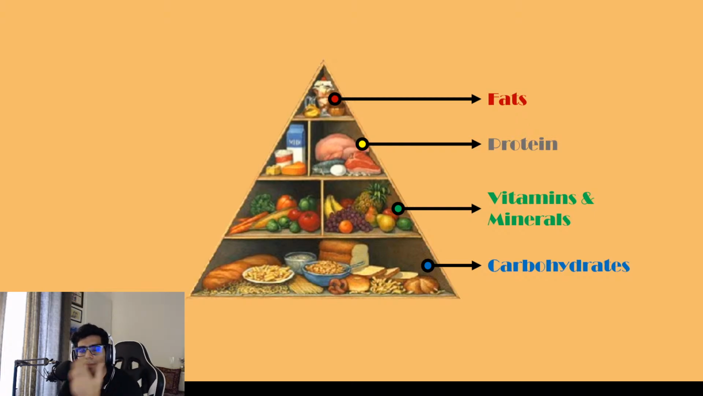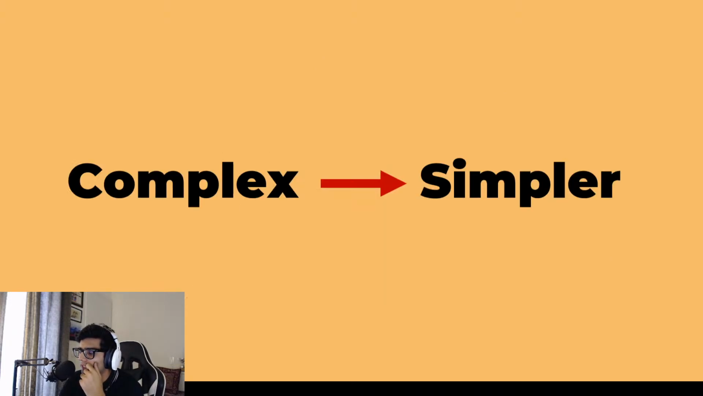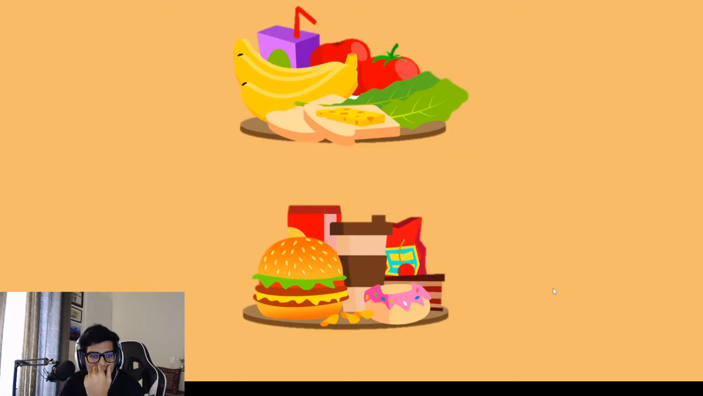You know, the balanced diet comes from deciding how much fat you need, how much protein you need, based on your height and weight. So what is this? It's like breaking complex food into simpler substances, right? So this is a chart.